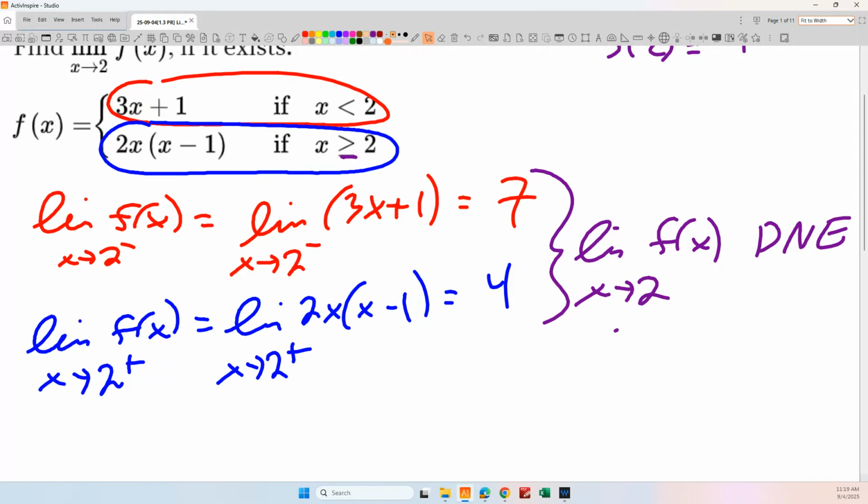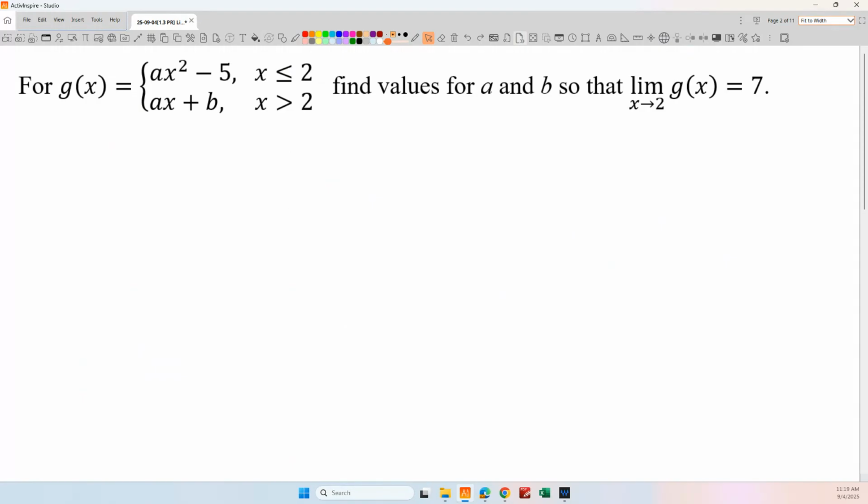How about a problem like that? So they give us some function g of x that has some parameters a and b, and we want to set those values so that this limit exists and equals 7. How could I do that?